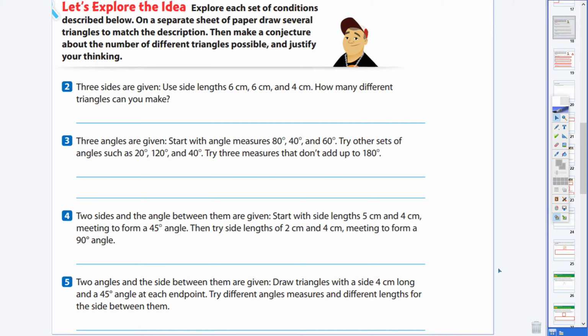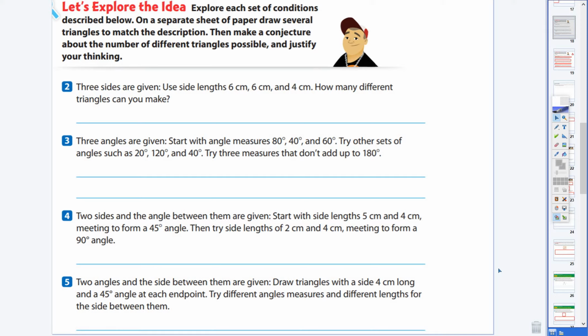Let's explore the idea. Explore each set of conditions described below on a separate sheet of paper. Draw several triangles to match the description. Then make a conjecture about the number of different triangles possible and justify your thinking.